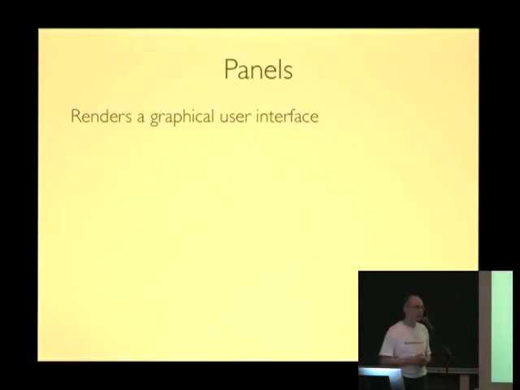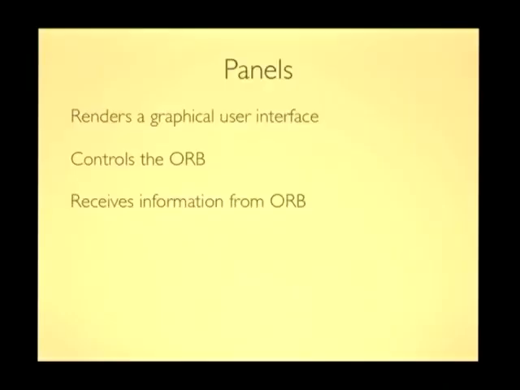So next, the panels. The panels are what are rendering your user interface. So they are using an XML description of a user interface and will render it for you. It controls the orb so that when the user touches a button on the panel, it will send a command to the orb, which will eventually control the device. And it also receives information back from the orb. So when the user goes to the wall and switches on the light with the switch, of course, there is feedback going back to the user interfaces.